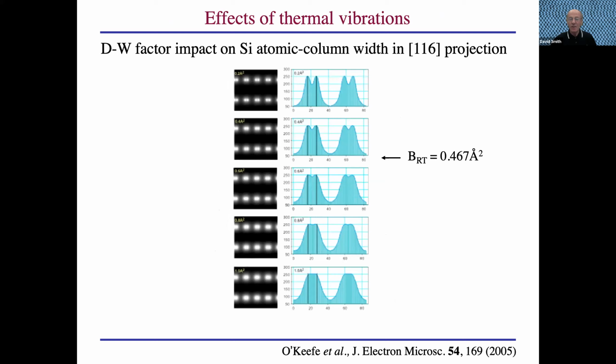So here is what Mike O'Keefe showed us, that if you're looking at silicon, for example, in a 116, and this is the Debye-Waller factor at room temperature, and here are the resolved columns or not. And if you start going to higher temperature, then you'll see that the ability to resolve these atomic columns is diminishing. So this suggests that if you want to get the ultimate resolution in a microscope, then maybe you better think about going to lower temperature.